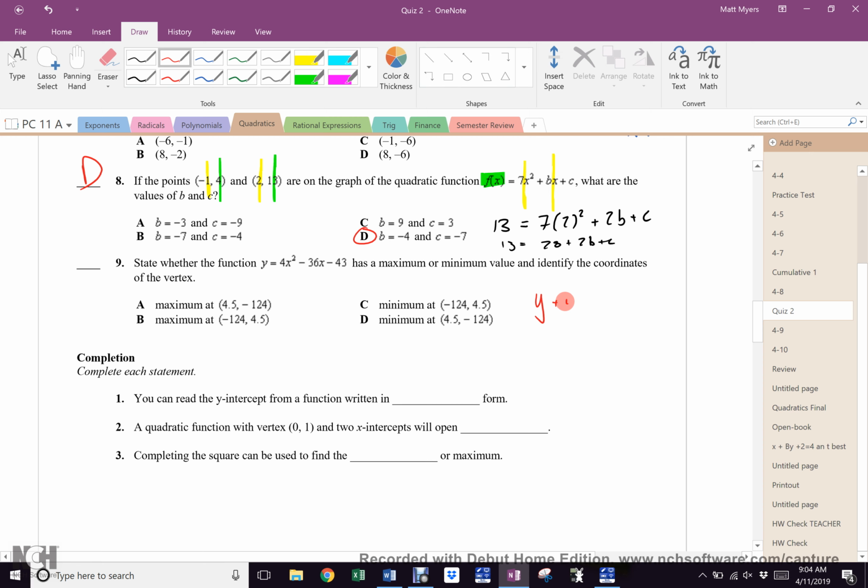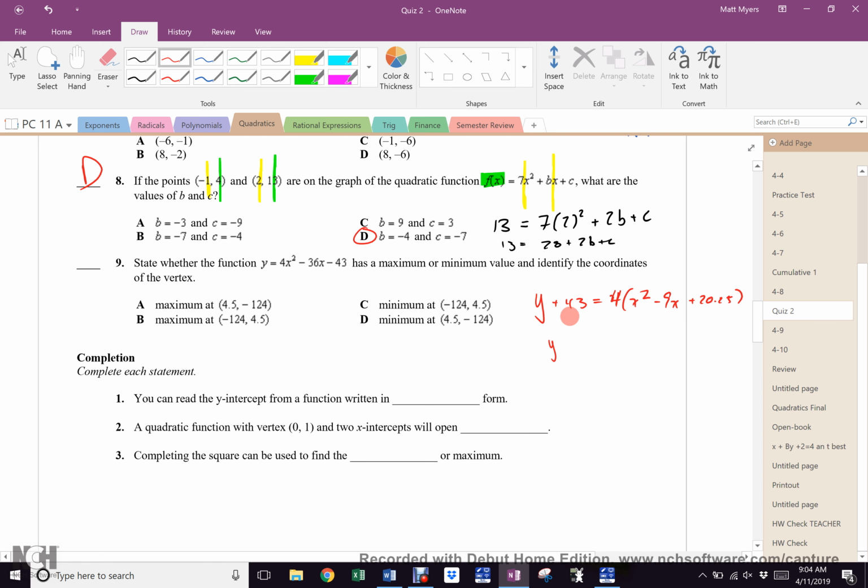y plus 43 equals 4x squared minus 9x, yeah? What's half of that? 4.5. 4.5 squared? 20.25. Right. So I added 81, didn't I? Right? Because 4 times 20.25 is 81, yeah?